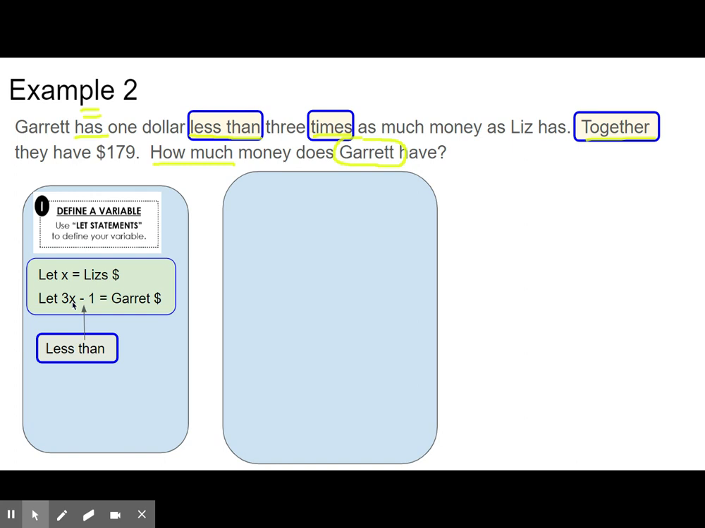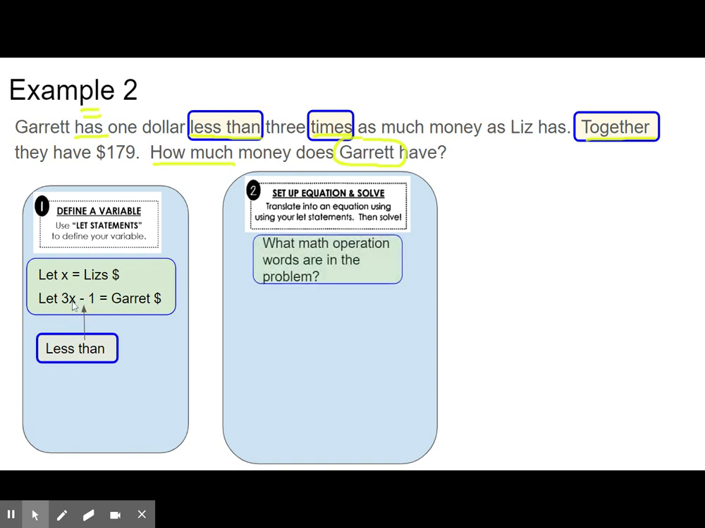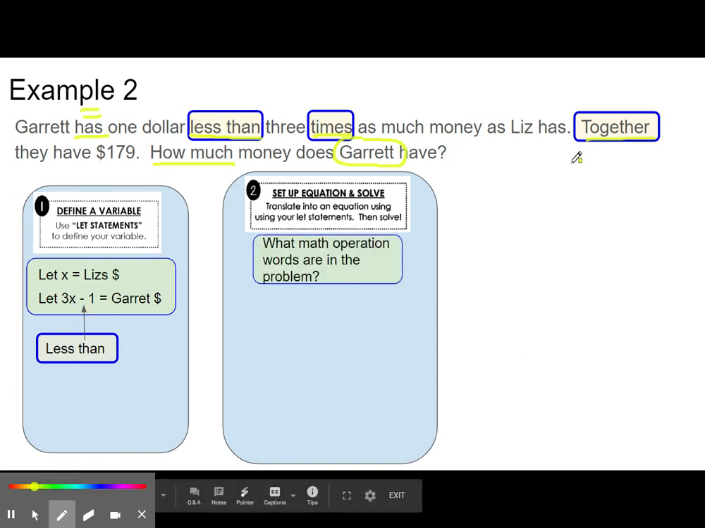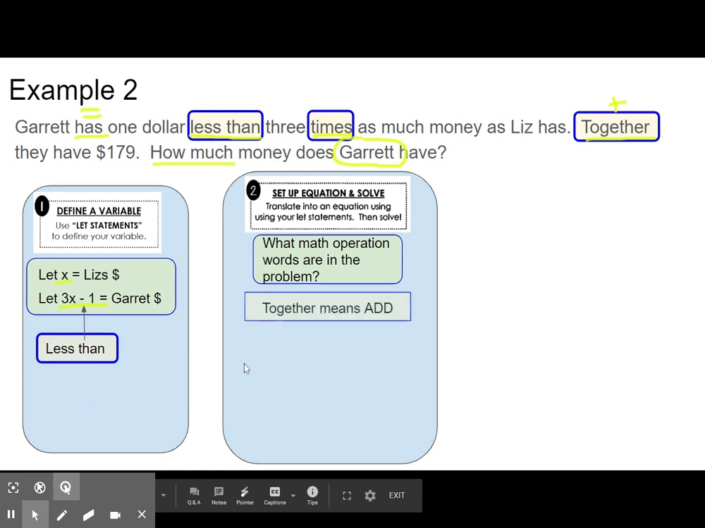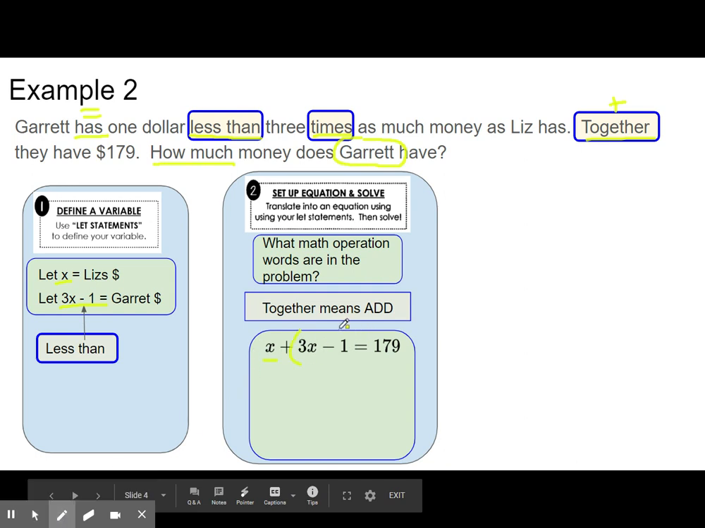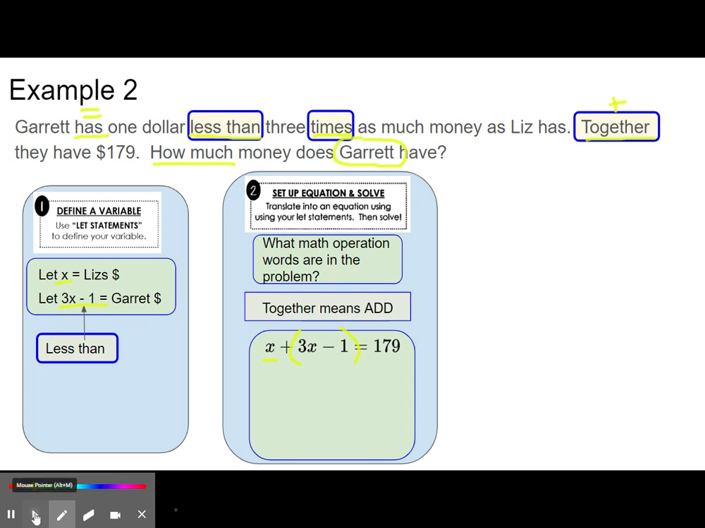What's our next step? Set up equation and solve. All right, what math operations are left that we have not used? We haven't done that together. So together means you're going to add them. What are we adding together? Liz and Garrett. Liz and Garrett together is $179. There's Liz. There's Garrett. Together they have $179.